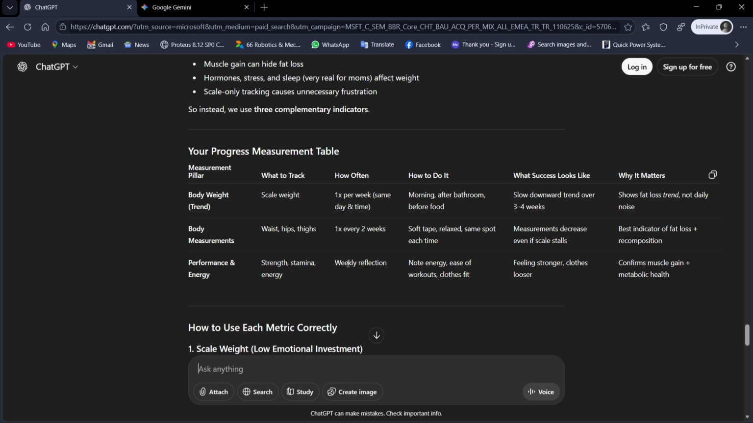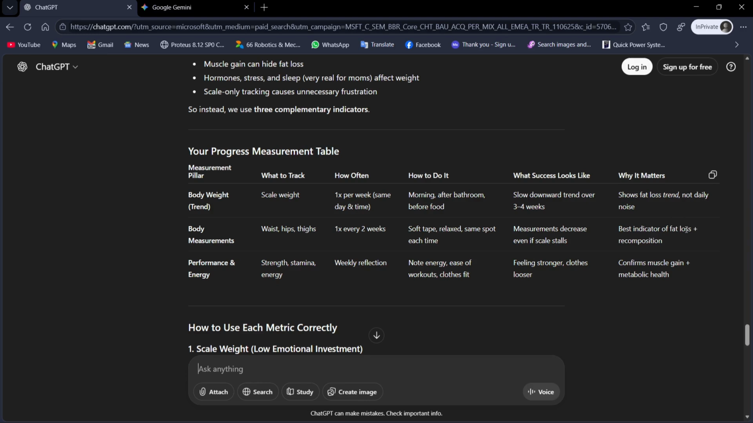And then performance, weekly reflection. How to do it: morning, after the bathroom, before food, right? So body measurements: soft tape, relaxed, same spot each time. Performance: note energy and ease of workout, clothes fit. So what success looks like: slow downward trends over 3 to 4 weeks. And then body measurements decrease even if the scale stalls, right? Feeling stronger, clothes looser. Why it matters: shows fat loss trends, not daily noise.